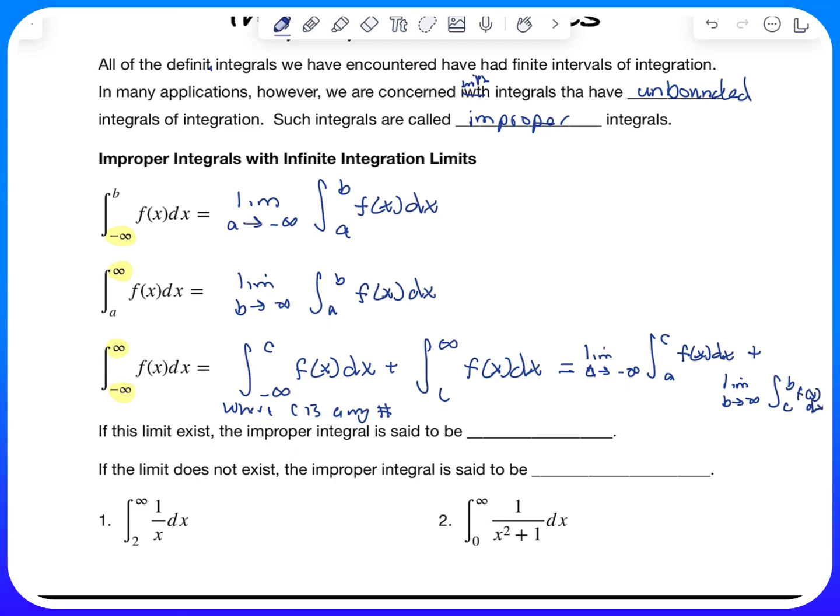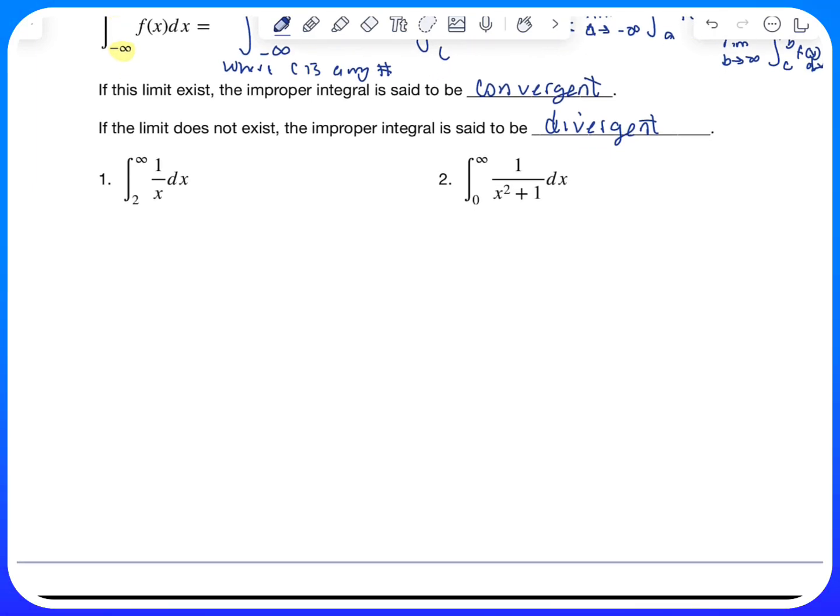We're going to learn some new terminology. If a limit exists when we do improper integrals, it is said to be convergent. That means it converges to a value. If the limit does not exist, the improper integral is said to be divergent, meaning it diverges and does not approach a single value. So let's do some practice problems here, and we're going to evaluate these integrals, and then we're going to say if each converges or diverges, and if it converges, what it converges to.